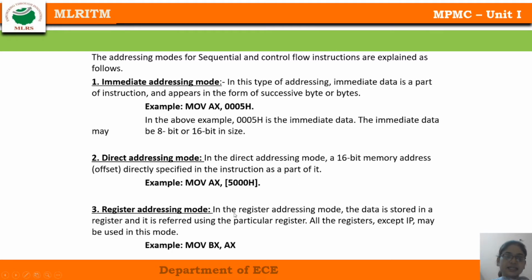Next is register addressing mode. In this addressing mode, the data is stored in a register and it is referred to using a particular register. All the registers except IP may be used in this addressing mode. For example, MOV BX, AX. Here BX and AX are the operands and the content of AX moves into BX.